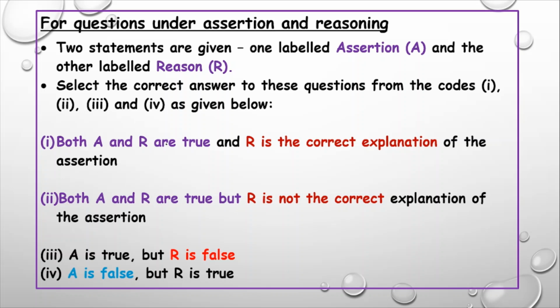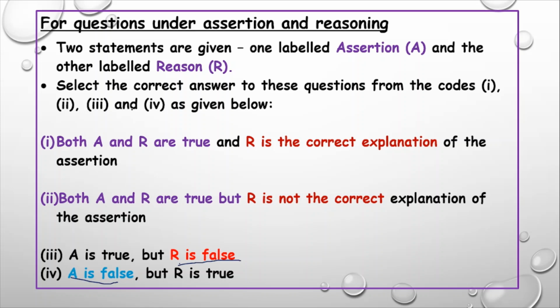Both A and R are true and R is the correct explanation of assertion. Both A and R are true, but R is not the correct explanation of assertion. A is true, but R is false. A is false, but R is true.